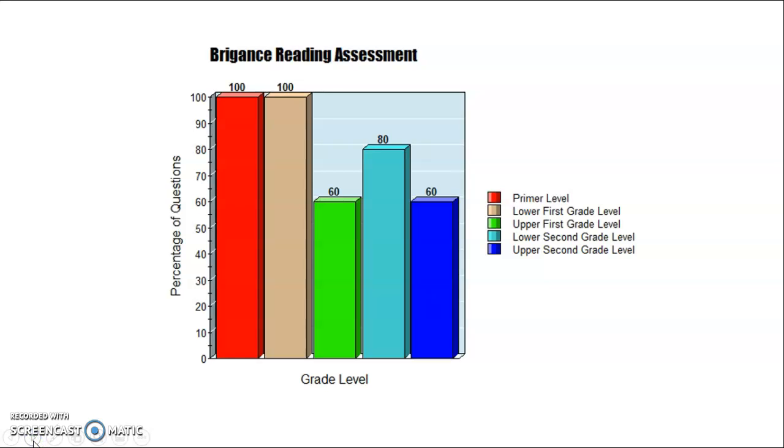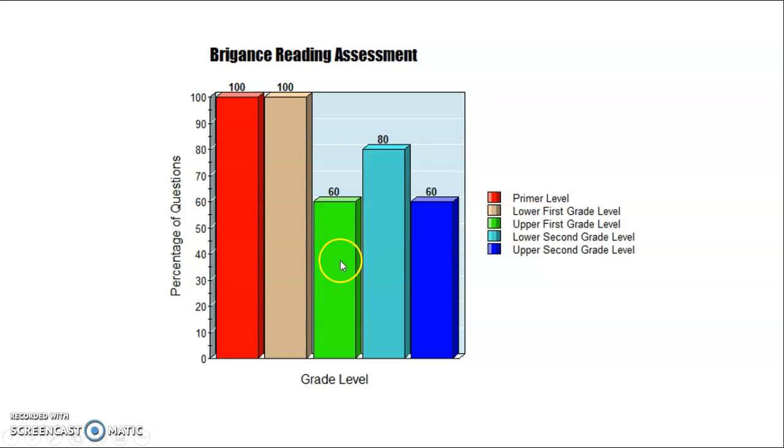This highlights the results that I got from my placement student's Brigance reading assessment. So this first column right here, he got 100%, and that was at the first primer level. Then we have the lower first grade level, where he also got 100%. Now right here is the upper first grade level, and he got a 60%.